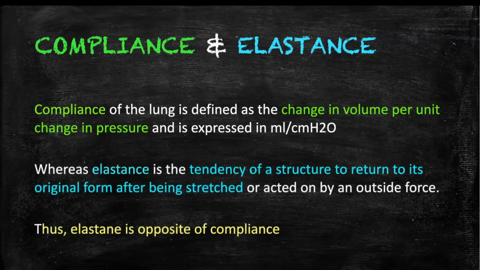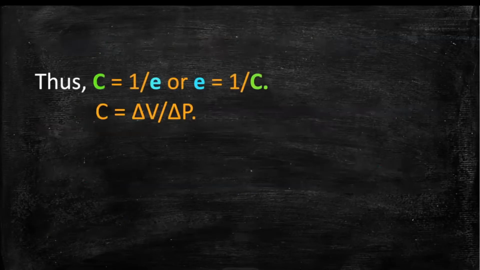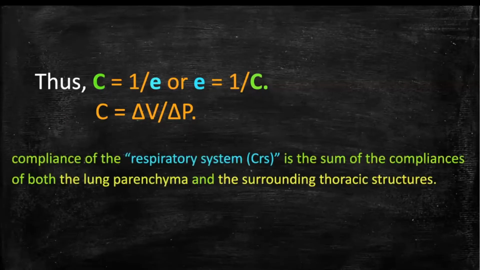While elastance is the tendency of a structure to return to its original form after being stretched. So basically, elastance is exactly opposite of compliance. So if compliance is C, elastance is E, the compliance is equal to 1 divided by E. They are opposite to each other. Compliance is change in volume divided by change in pressure, that is delta volume divided by delta P. So elastance will be delta P divided by delta volume.